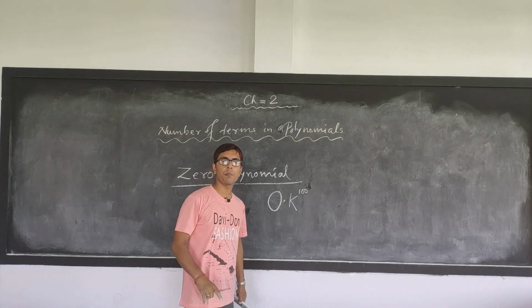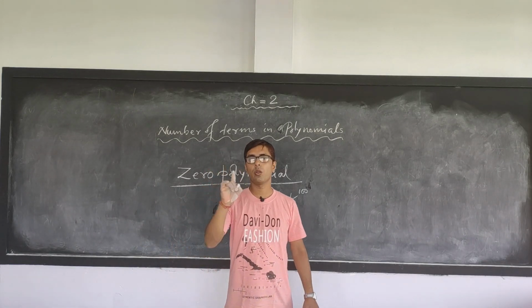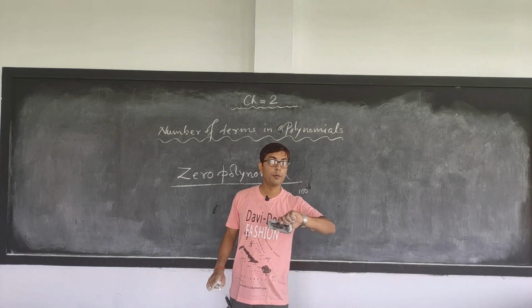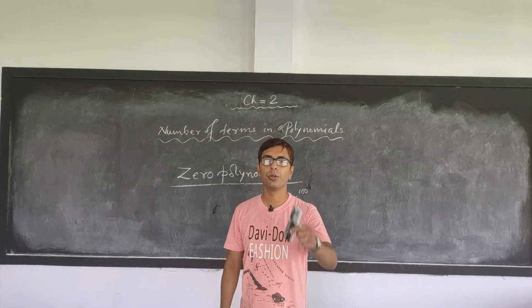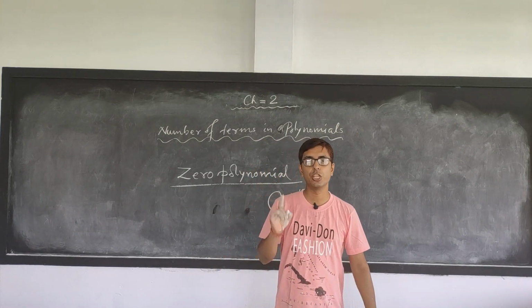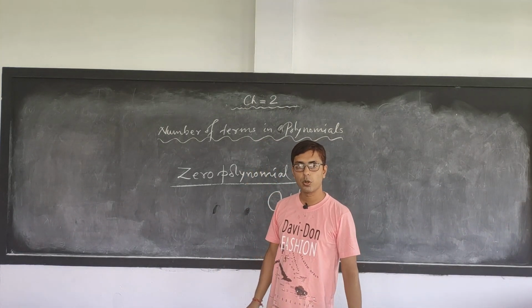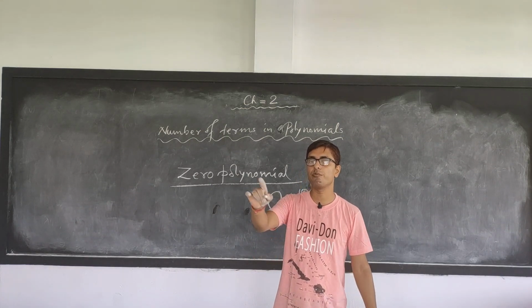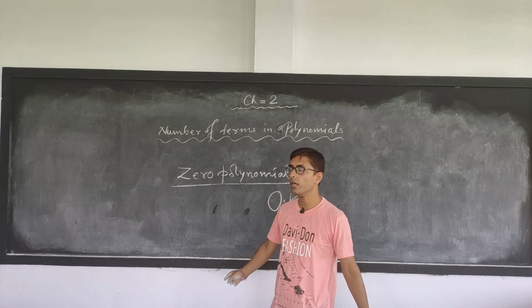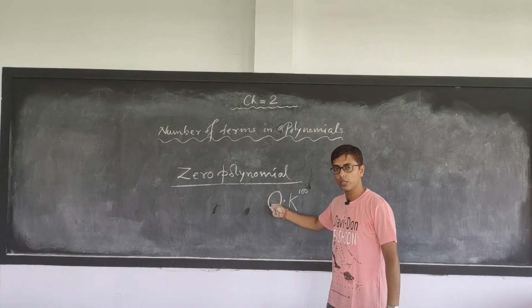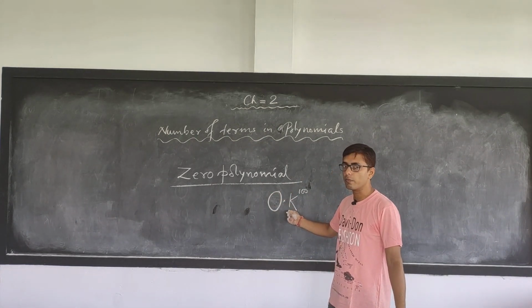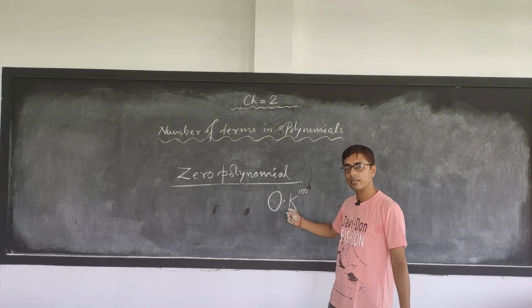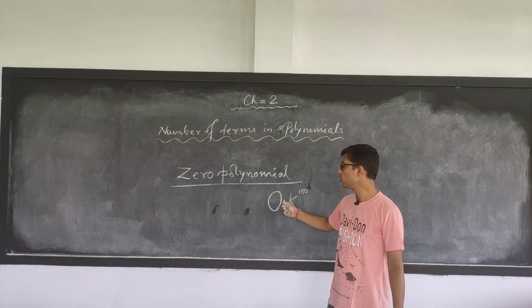What is a zero polynomial? If a polynomial contains only one term and the term itself is 0, then such type of polynomials are known as zero polynomial. And degree of a zero polynomial is not defined, as you have observed here. Since 0 is a zero polynomial itself and there is no variable attached with it, so we have considered that k is attached with it. So 0 into anything is always 0.